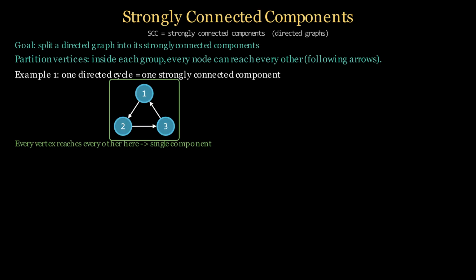Along the arrows you can walk from any of these three vertices to any other, so they form exactly one strongly connected component.